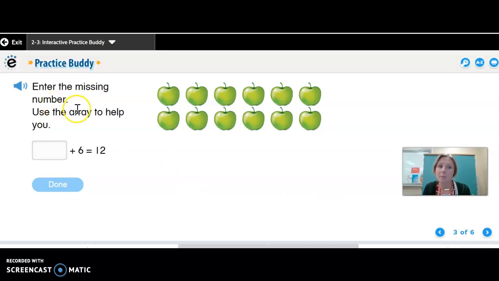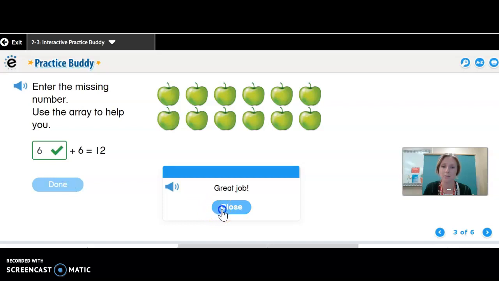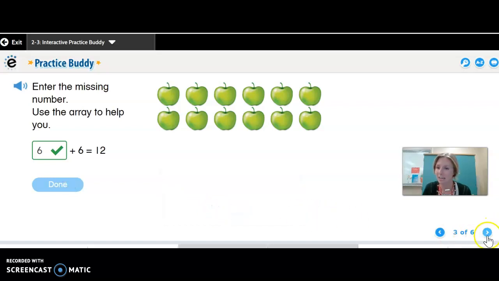So enter the missing number. Use the array to help you. Right away, looking at this group, I can see it's the same number on the top as it is on the bottom. 1, 2, 3, 4, 5, 6. Plus 1, 2, 3, 4, 5, 6. Let's look at our equation. 6 is the missing number. 6 plus 6 gets us our 12. Nice job. Let's go on to the next.